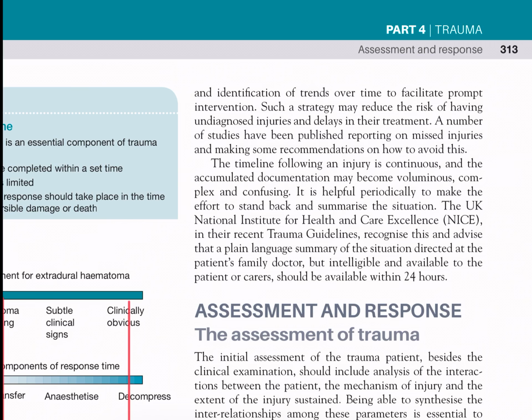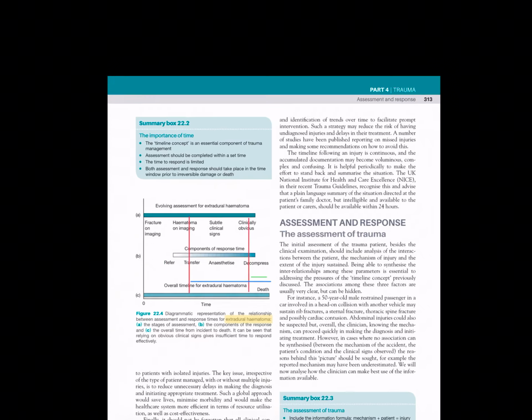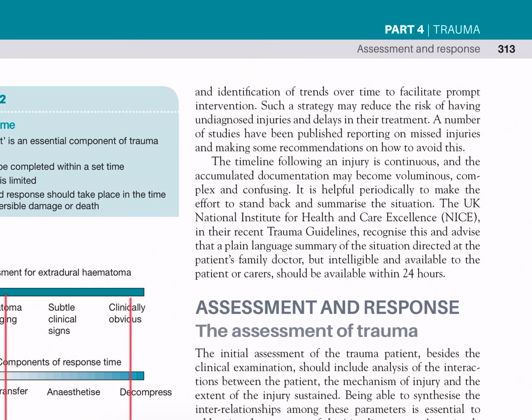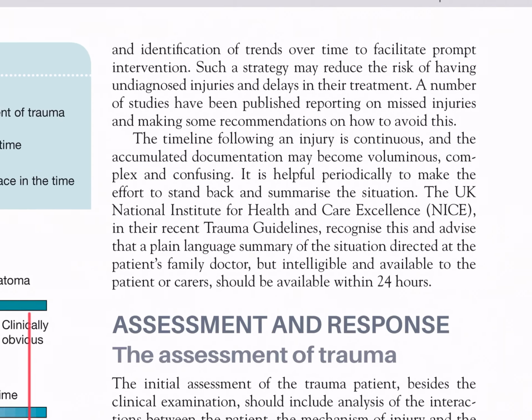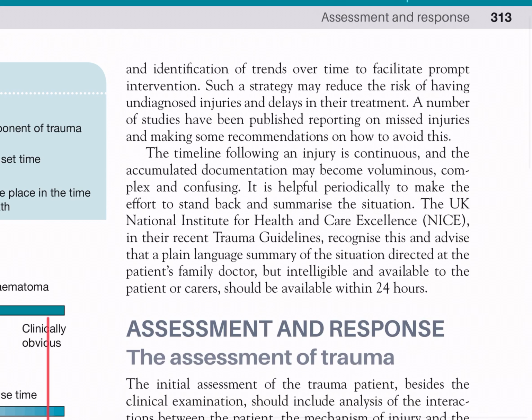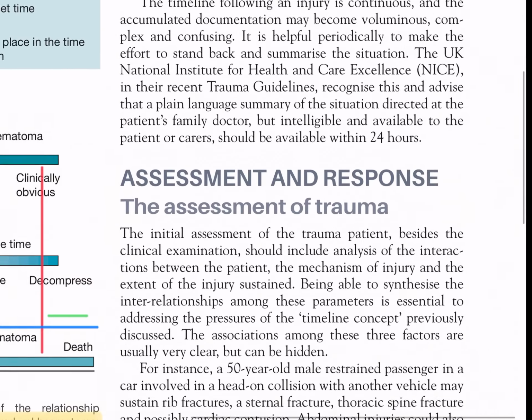It is helpful periodically to make the effort to stand back and summarize the situation. The UK National Institute for Health and Care Excellence (NICE), in their recent trauma guidelines, recognized this and advised that a plain language summary of the situation, directed at the patient's family doctor but intelligible and available to the patient or carer, should be made available within 24 hours.